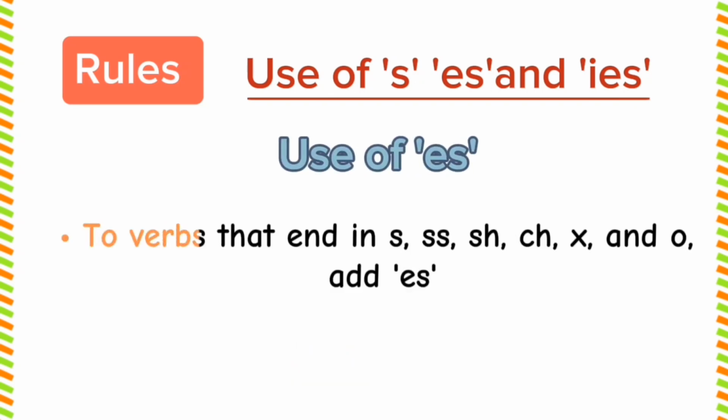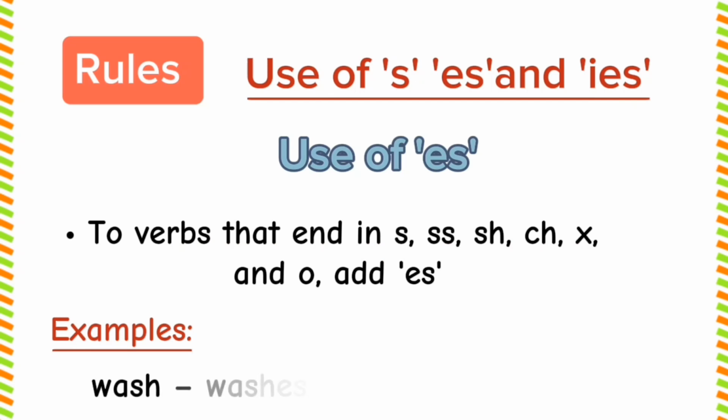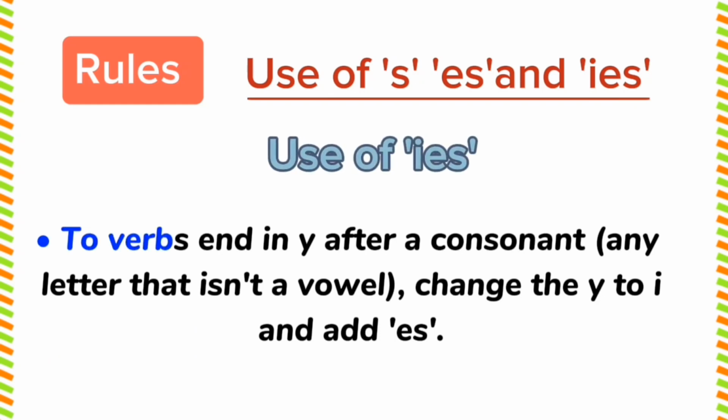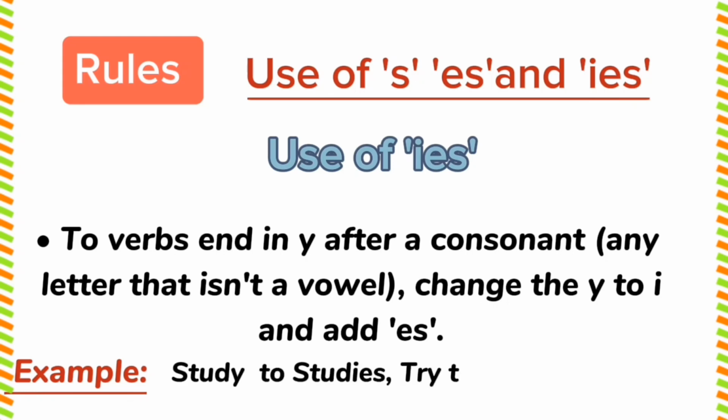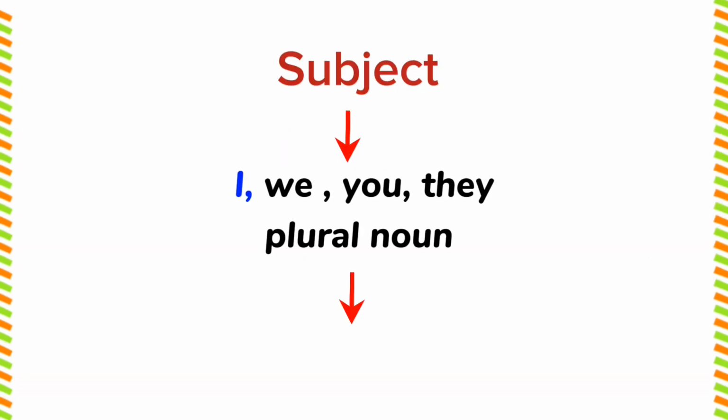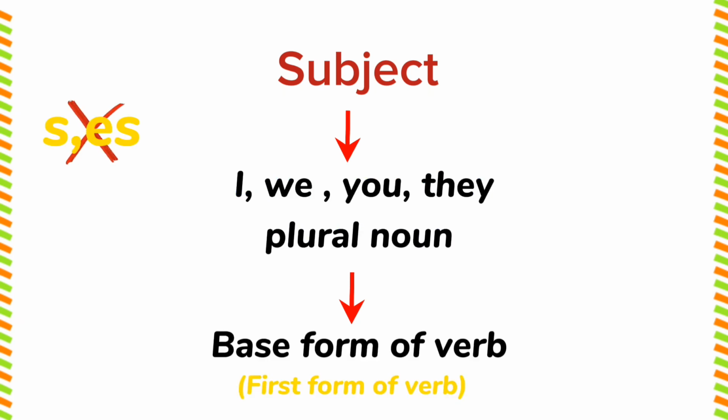To verbs that end in s, ss, sh, ch, x, and o, add es. Wash, washes, mix, mixes, go, goes. To verbs that end in y after a consonant, any letter that isn't a vowel, change the y to i and add es. For example, study to studies, try to tries, fly to flies. When the subject is I, we, you, they, or a plural noun, we only use the base form of the verb.